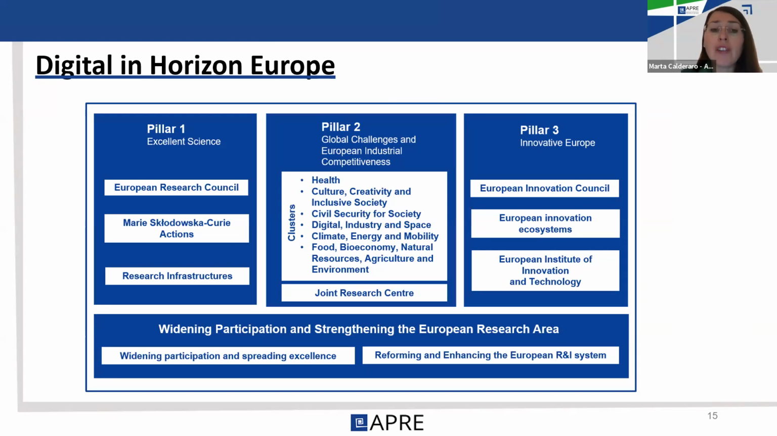We have as well the second pillar that is dedicated to global challenges and European industrial competitiveness. Here there is a structure divided in 6 clusters, which are focused on specific application domains, or we could say major domains. So we have the one dedicated to health, to culture, creativity and inclusive society, to civil security for society, digital industry and space, which I'm going to talk about in a while, climate, energy and mobility, food, bioeconomy, natural resources, agriculture and environment.